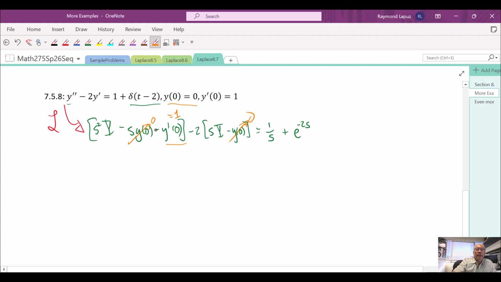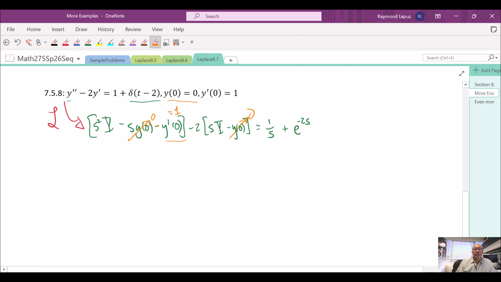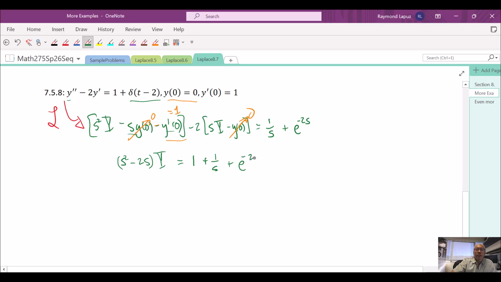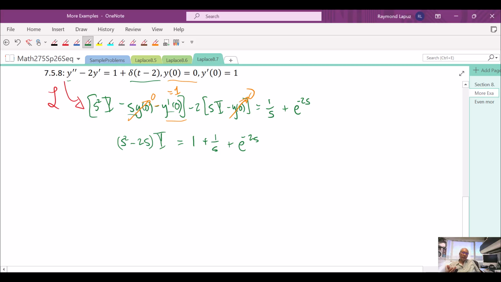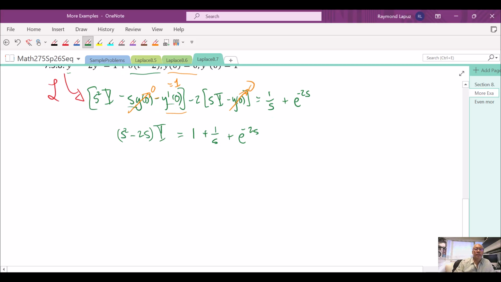All right, let's see. Y of 0 is 0, y prime of 0 is 0, and this is equal to 1. So there's a negative sign there. Let's be careful with that. Meanwhile, we can factor out the s squared minus 2s y. And then let's bring this constant 1 over to the other side. This has a negative 1, it becomes a positive 1, plus 1 over s, plus e to the negative 2s. Oh, we need the, oh no, we're going to divide.